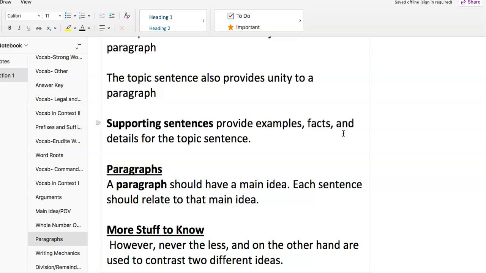And however, nevertheless, and on the other hand, those phrases are all used to contrast two different ideas. So whenever you see that, so when you see nevertheless, you're about to see a compare and contrast between two ideas. Same thing with on the other hand and however.